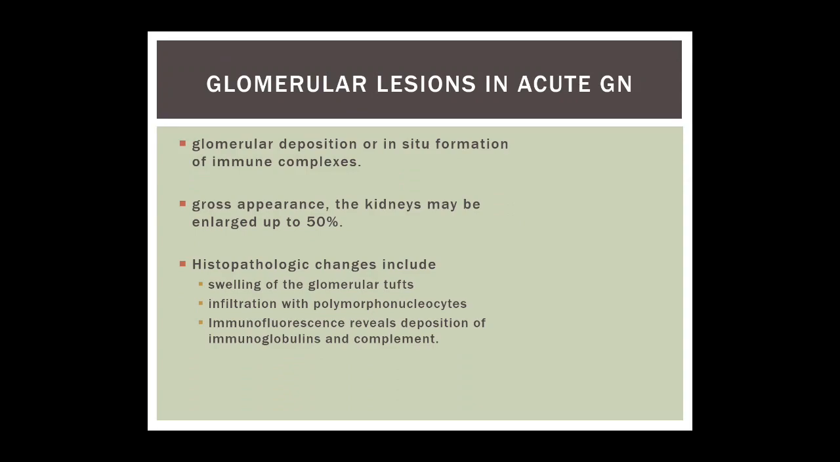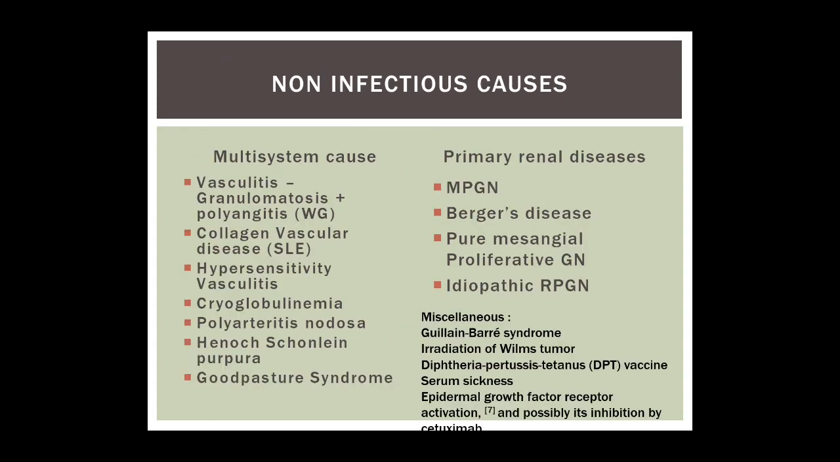So the basic pathomechanism is that there's glomerular deposition or in situ formation of immune complexes. On gross appearance, the kidneys may be enlarged up to 50%. Histopathological changes can include swelling of the glomerular tufts and infiltration with polymorphonuclear leukocytes. Immunofluorescence reveals deposition of immunoglobulins and complement.